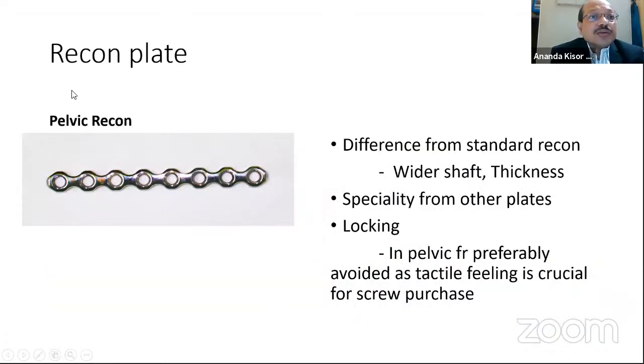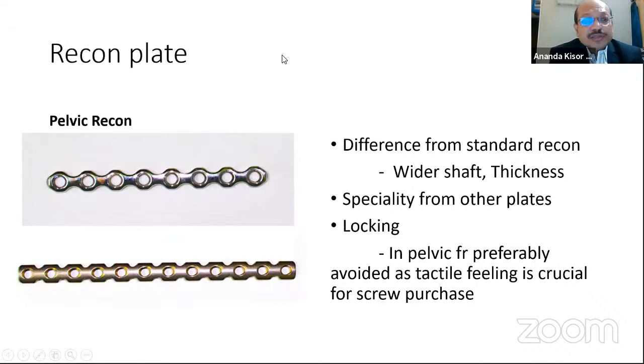Now this is the Recon plate. But what is the specialty? Because it is a pelvic Recon. What is the difference between the pelvic Recon and the original Recon? The basic difference is a wider shaft. See, this is the shaft. This portion is known as the shaft. The shaft portion is relatively wider in between the holes. This is one. Another important difference is the thickness. It is much thicker than the original Recon plate.